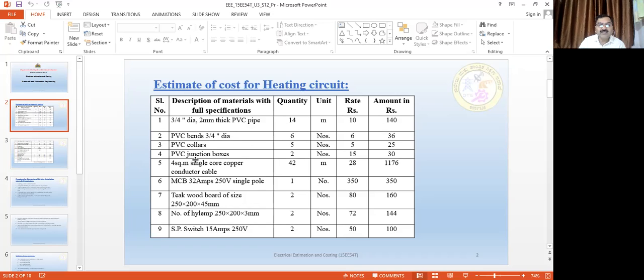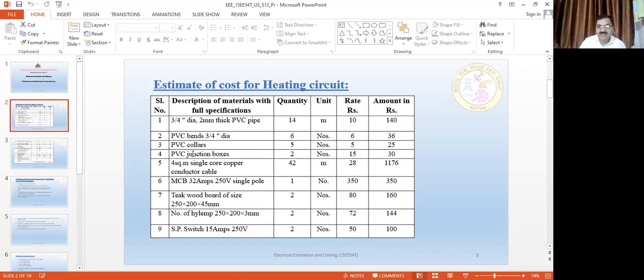And next items are the accessories of PVC pipe. So the next item is PVC bend for 3/4 inch dia pipe. 6 numbers are required, each of 6 rupees. So in total you will get 36 rupees. And then PVC collars, these are used to join two pipes. So if one pipe ends, the other pipe will be joined with the help of PVC collars. These are all approximate values. So 5 numbers of collars are required, each of 5 rupees. So totally it becomes 25 rupees.